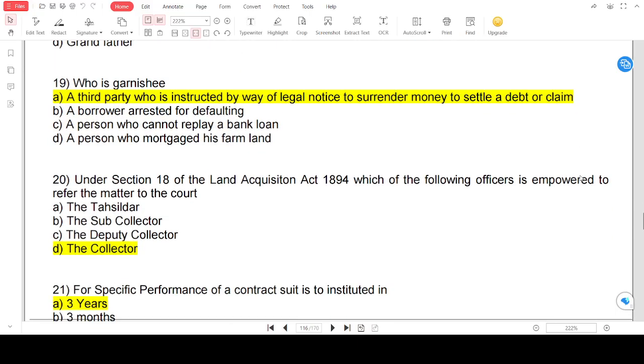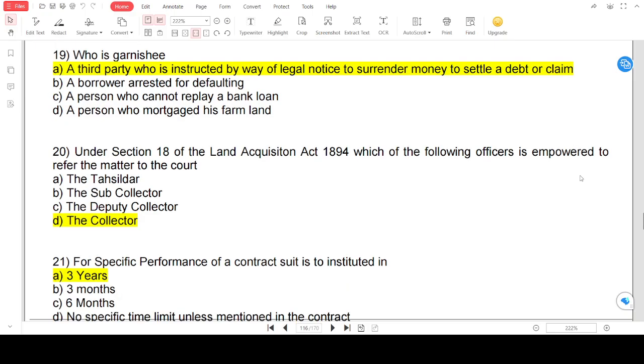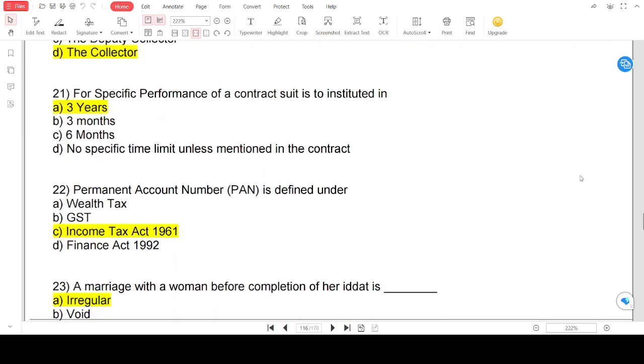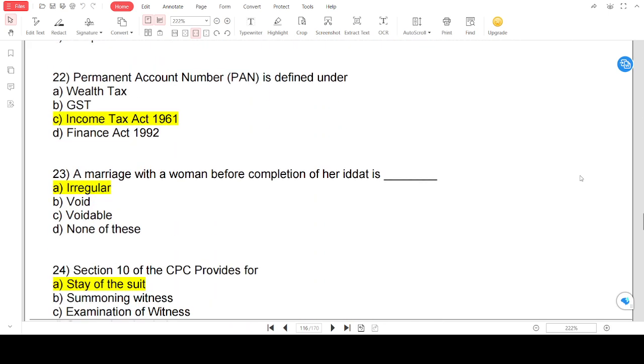Under Section 18 of the Land Acquisition Act 1894, which of the following officers is empowered to refer the matter to court? Collector. For specific performance of a contract, suit is to be instituted in 3 years. PAN is defined under Income Tax Act 1961.